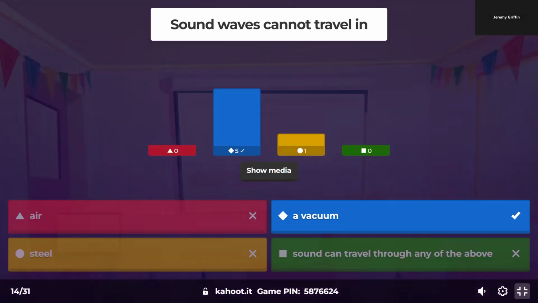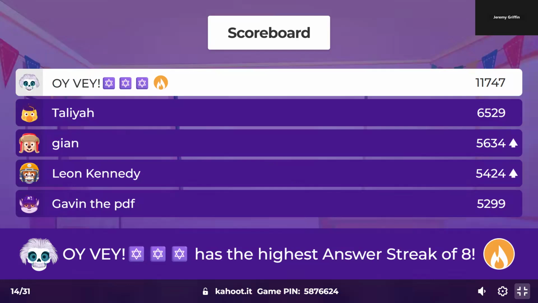In a vacuum. There you go. All right, so sound does require a medium. For example, these other two. Yeah, not through a vacuum. Although light can travel through a vacuum, but not sound.